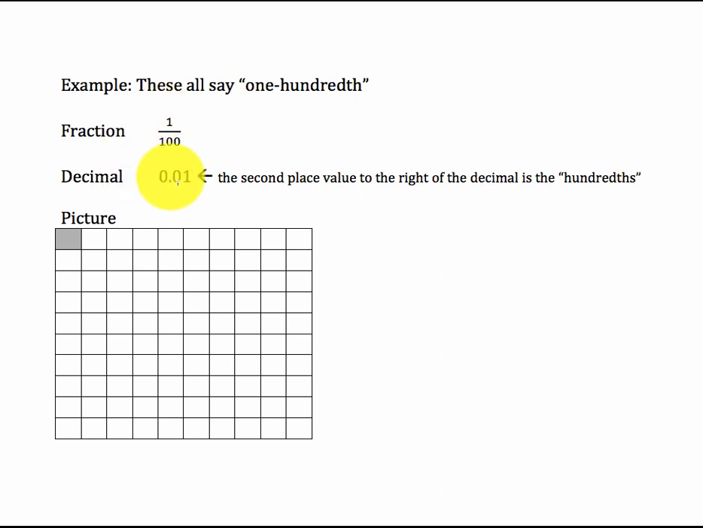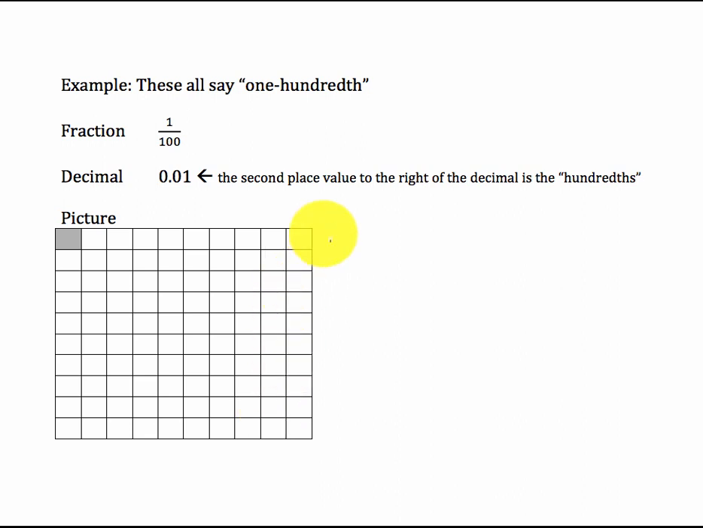So if it's 1/100th, we need the 1 in the hundredths spot, and that's the second spot to the right of the decimal. So if my decimal is here, I would count 1, 2, put my 1 in, but I also need a 0 here just to show that it's in the second spot over. And as a picture, we would shade in 1 out of 100 equal parts.